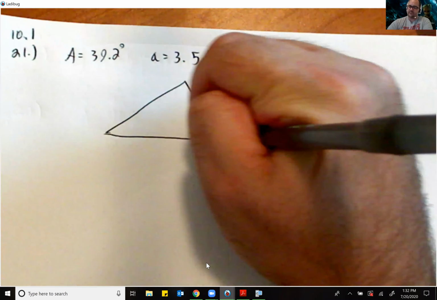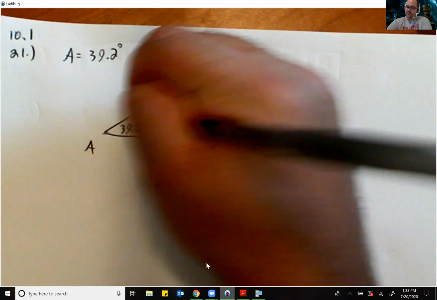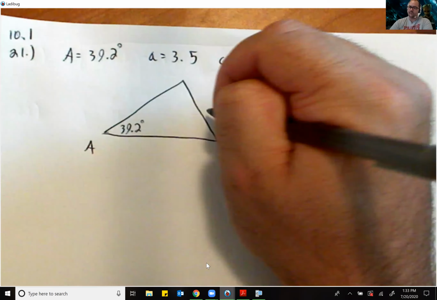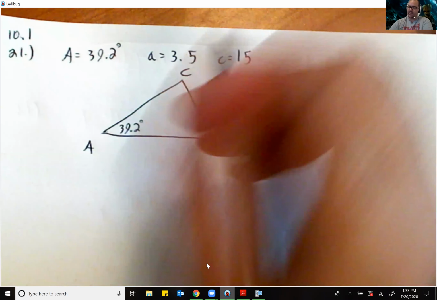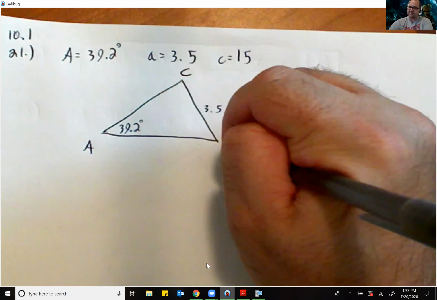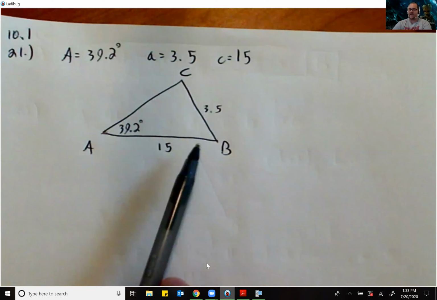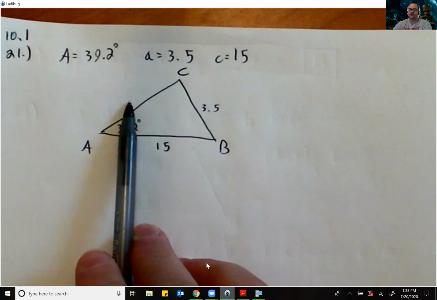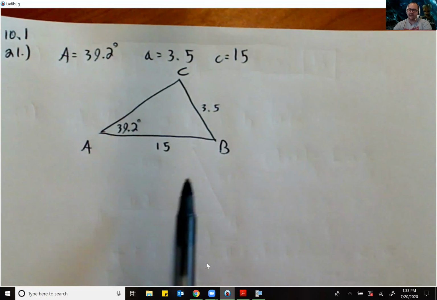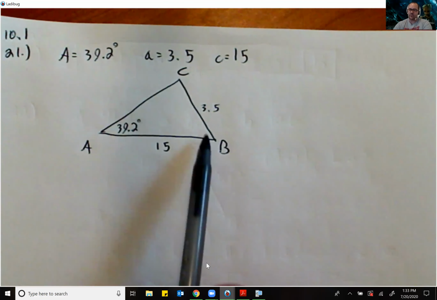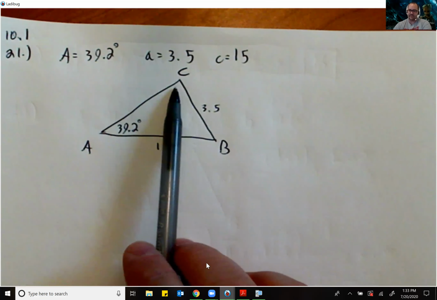So big A, 39.2 degrees. Little a is over here because it's across from big A's angle. There's big C, there's big B. Little c is across from big C, so that's the 15. So they want us to find angle C, angle B, and little b. So again, the first thing we got to do is find one of these two angles. And the angle we're going to find is actually C this time because they gave us little c.